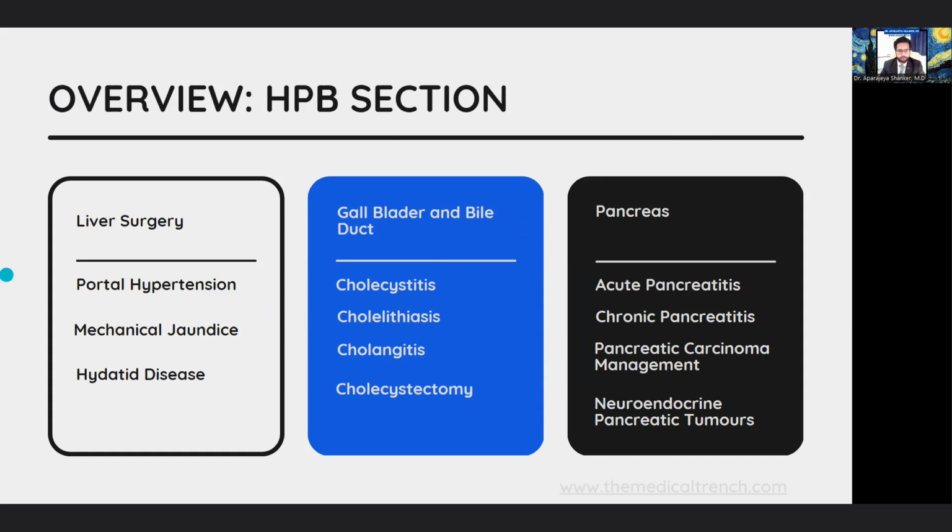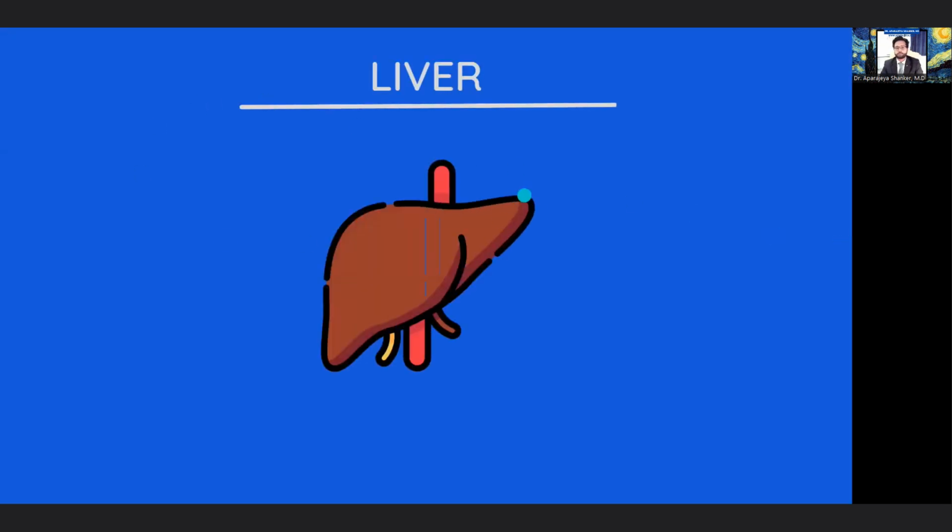So with that said, let's take a look at the overview of the HPB section. We are going to first begin with portal hypertension. Then we are going to talk about hydatid disease and mechanical jaundice. Then we'll move on to the gallbladder diseases, and finally, we will end with the pancreas. We are going to try to make this as interesting as possible. So the first section today is the liver.